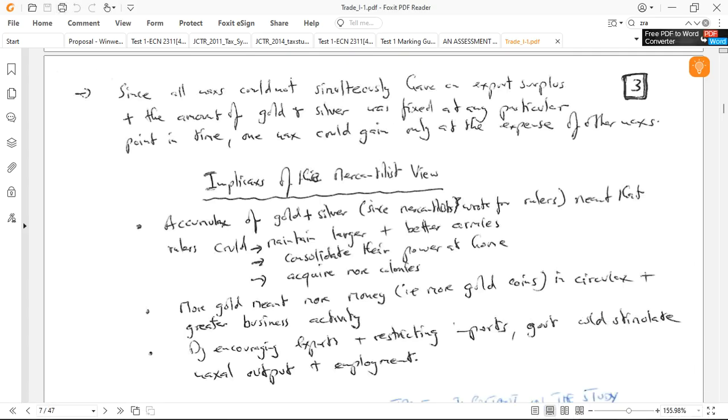Yeah, so here is the reason. Since all nations could not simultaneously have an export surplus, and the amount of gold and silver is going to be fixed at any given point in time, then it means that Zambia has to gain at the expense of Malawi. That's according to the mercantilists.